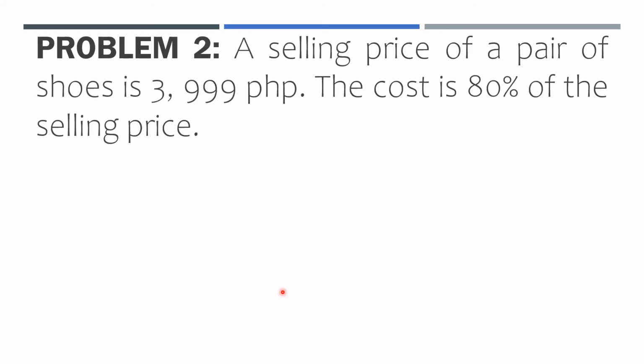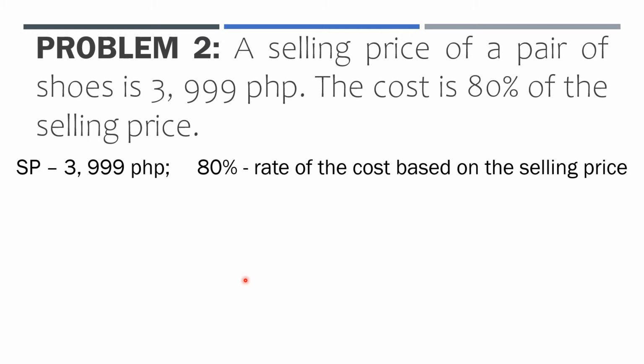Problem number 2 we have here: the selling price of a pair of shoes is 3,999 pesos, and the cost is 80% of the selling price. So the selling price is 3,999 and we can compute the cost by getting the 80% of 3,999. So let's just show the given. So yun ang given natin. Yung 80% is the rate of the cost based on the selling price. Yun, kasi nakabase tayo sa problem.